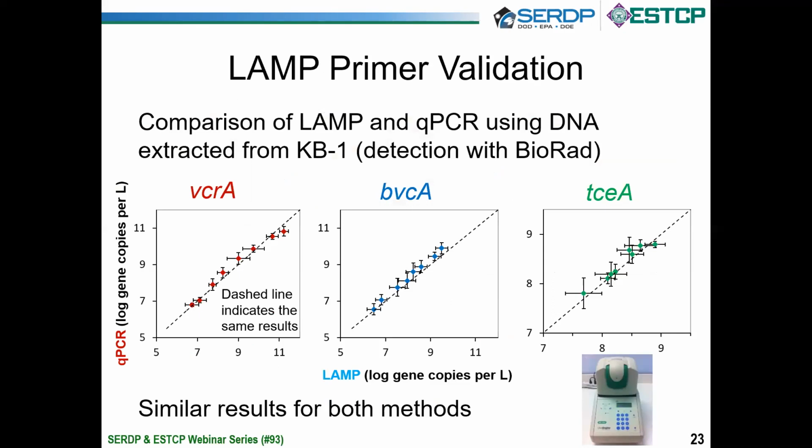This slide shows a comparison of the newly designed LAMP assays to quantitative PCR. Both assays were performed on a Bio-Rad thermal cycler and used DNA extracted from the culture KB1. The x-axis is the gene concentration as determined by LAMP, and the y-axis is the gene concentration as determined with quantitative PCR. The graph on the left is for VCRA, the one in the middle for BVCA, and the one on the right for TCEA. And the dashed line in each case represents a one-to-one correlation between the 2 methods. You can see that overall, both methods generated comparable results.